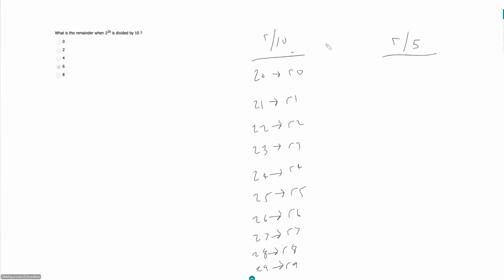So what do we notice here? The remainder is always going to be equal to the units digit. And this is always true when you are dividing by 10. And so when they ask here, what is the remainder when 2 to the 20th is divided by 10, that's the same as asking what is the units digit of 2 to the 20th.